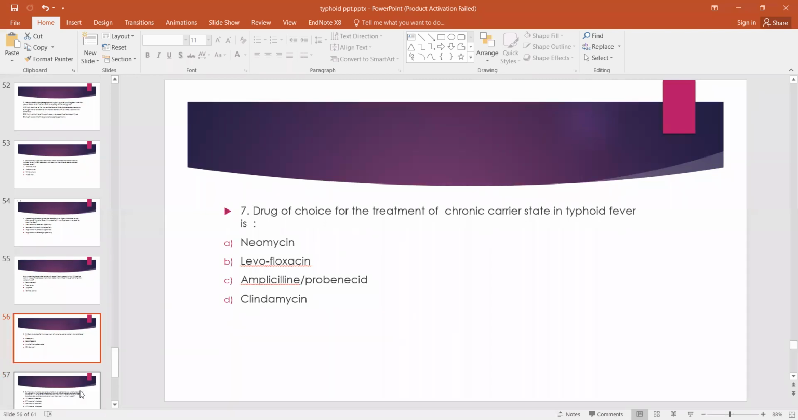Drug of choice for the treatment of chronic carrier state in typhoid fever is neomycin, levofloxacin, ampicillin, or probenecid? C is the right answer, ampicillin or probenecid.